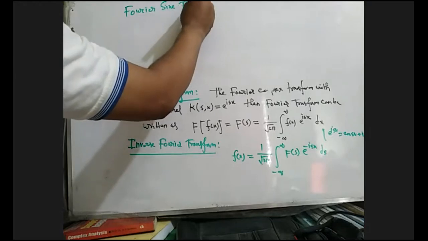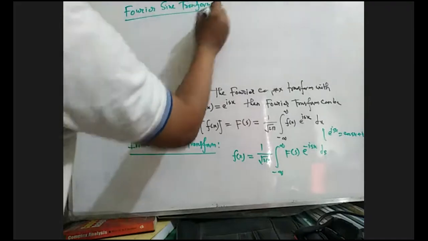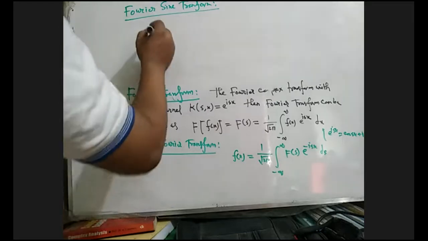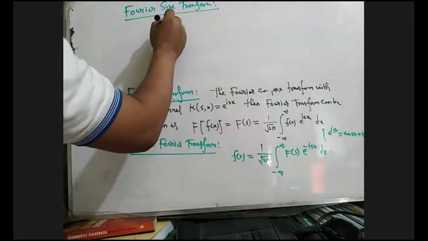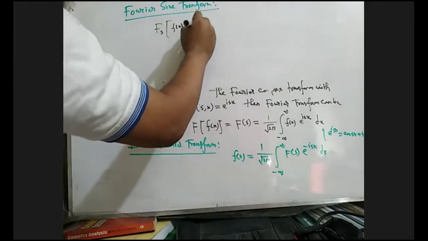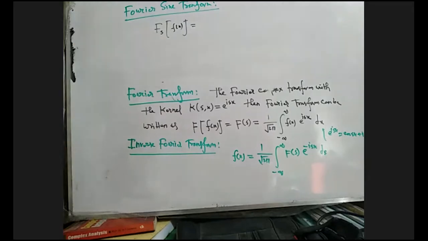Sine transform. So the Fourier sine transform can be written like this. The Fourier sine transform of f of x can be written as, this S is for Fourier sine transform.